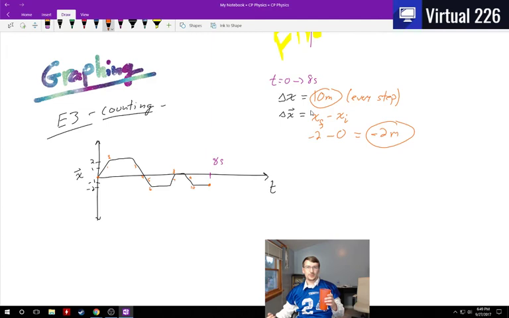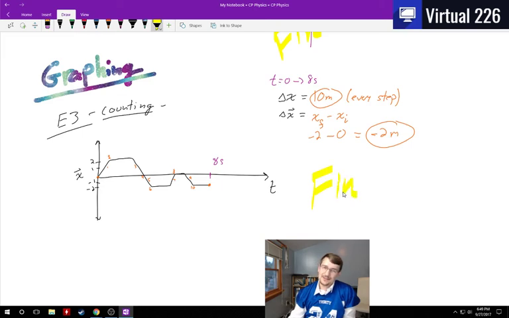This is a counting problem and then subtracting two numbers for a displacement. A ton of people missed that. Very, very sad. I cried myself to sleep that night, but I guess it's a part of the job. Okay? That was the E3 counting problem of Unit 2.